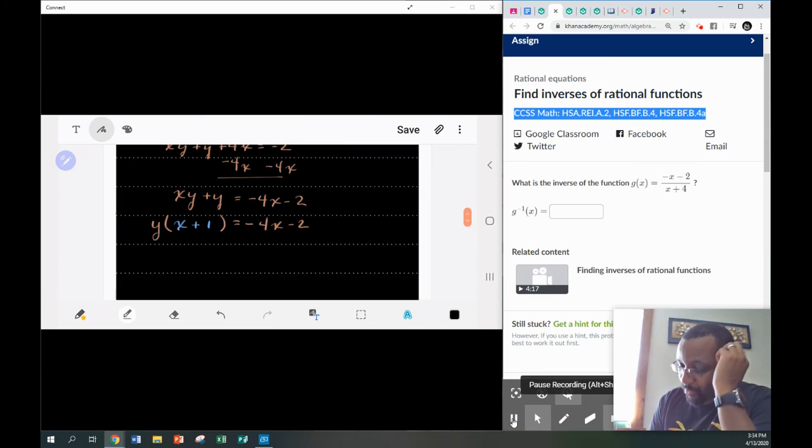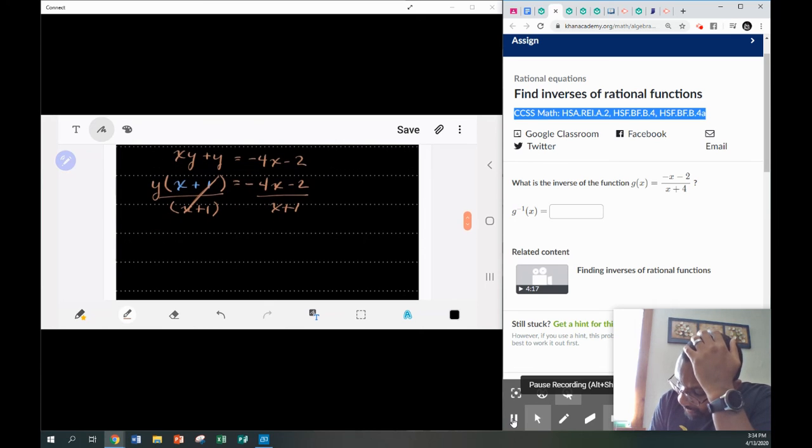And finally, remember, we want y by itself. So let's undo what's being multiplied by it. Let's go ahead and divide by x plus 1 on both sides. It'll cancel here, and you'll have x plus 1 over here. And so finally, you've got y equals negative 4x minus 2 over x plus 1.